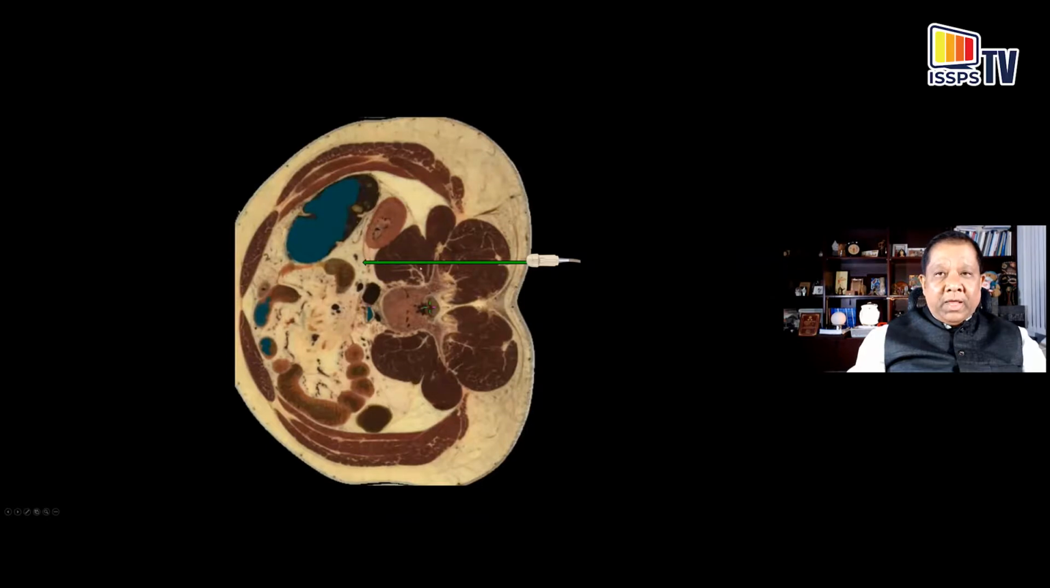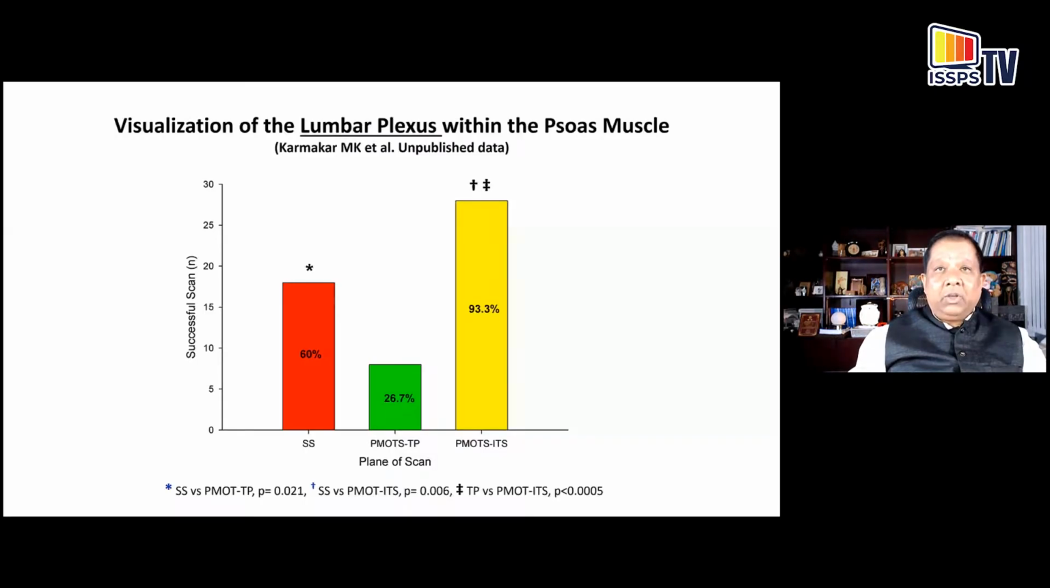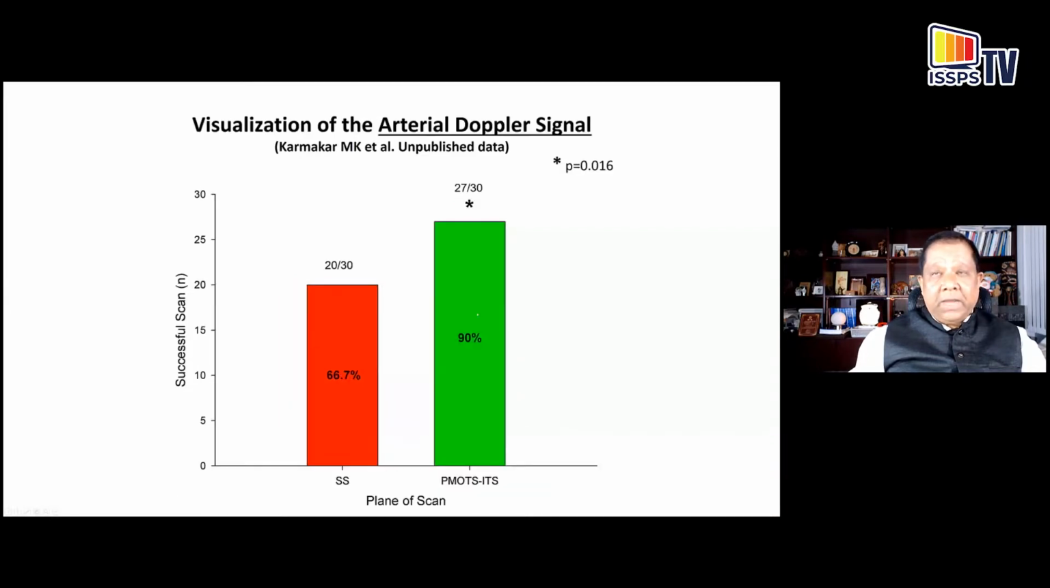So therefore, if you don't see a vessel in the ultrasound window, it doesn't mean there is no vessel there, because you are just not in the right plane. That's all it means. Visualization of the lumbar plexus within the psoas muscle is also best if you compare the sagittal with the transverse view. You can see here, the transverse oblique view gives a better view of the lumbar plexus within the psoas, so understandable. I showed you that the Doppler visualization of the arteries is also better with the transverse oblique view.